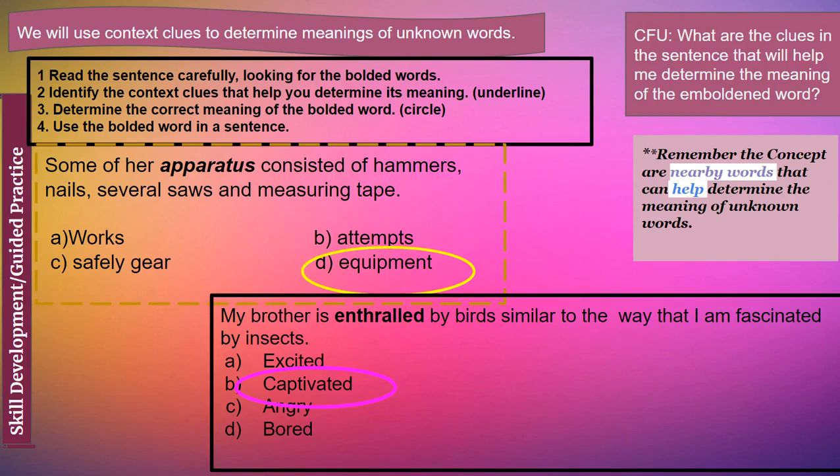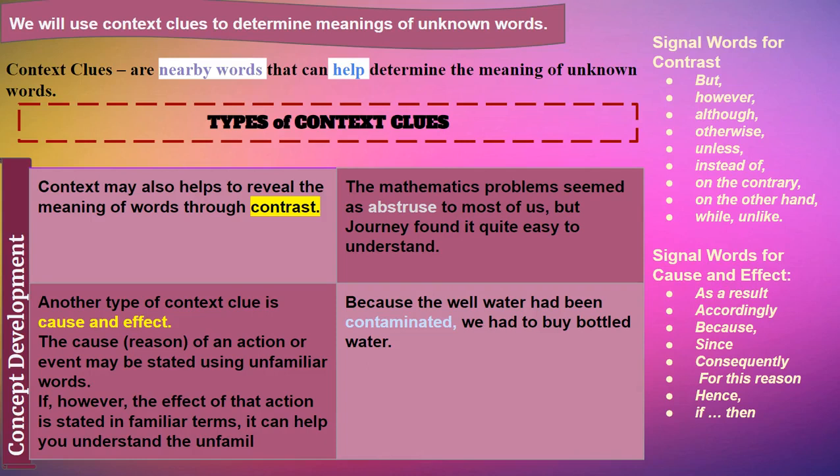So my brother is enthralled by birds similar to the way that I'm fascinated by insects. Your keyword was fascinated. If you're fascinated by something, you're what? You're captivated. It has your attention. Okay, and then we have contrast and cause and effect. Contrast and cause and effect.